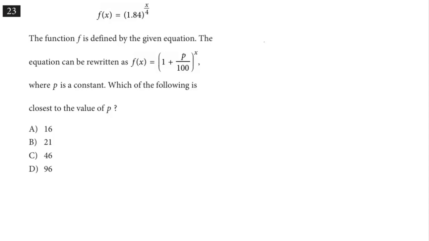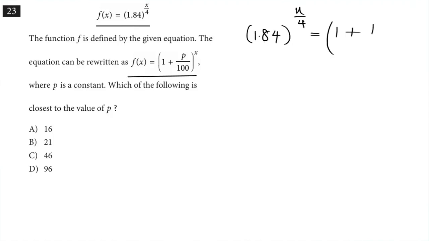Question 23, the function f is defined by the given equation. The equation can be rewritten as this, where p is a constant. Which of the following is closest to the value of p? So this is all about rearranging the given function to look like this. Write both of them, 1.84 to the power of x over 4, and this is equal because this is the rearrangement of the same function.